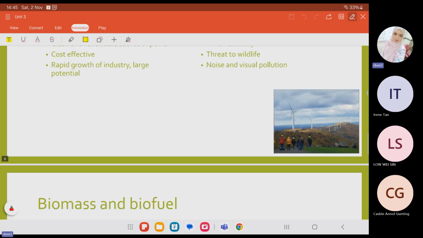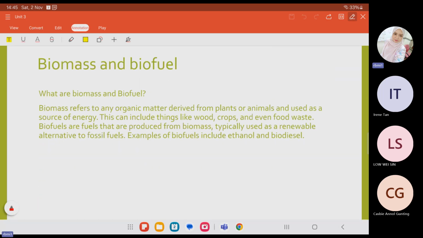Okay, so next one we have biomass and biofuels. This one is just revision. What are biomass and biofuels?